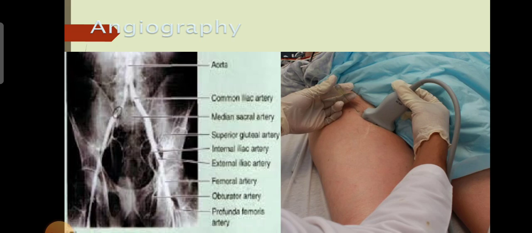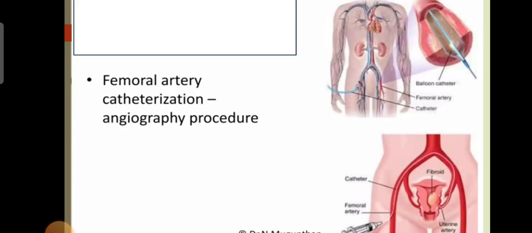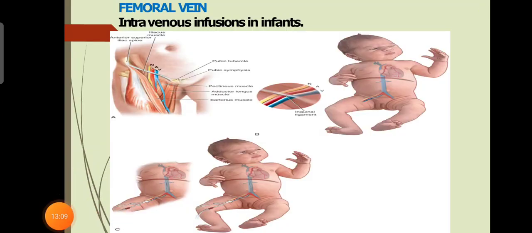So this is the angiographic procedure. This femoral artery can also be used for catheterization during angiographic procedures because it is superficial and easily accessible through the front of the thigh. Now the femoral vein. This can be used for intravenous infusions in case of infants because it is larger in diameter and easily accessible in comparison to the upper limb veins.